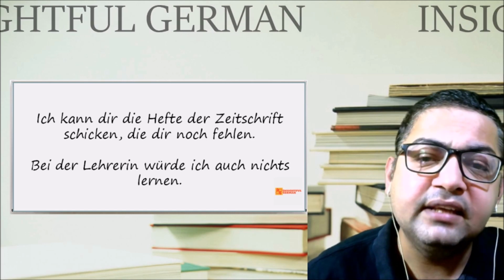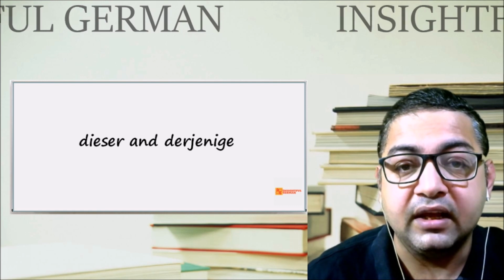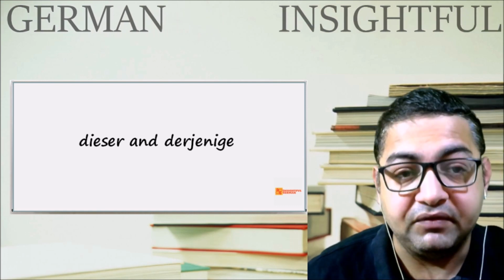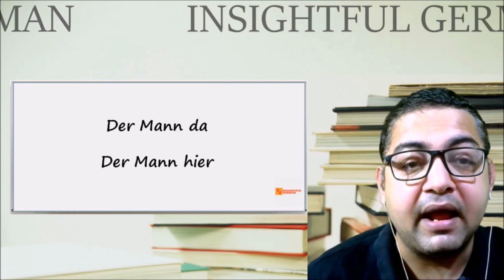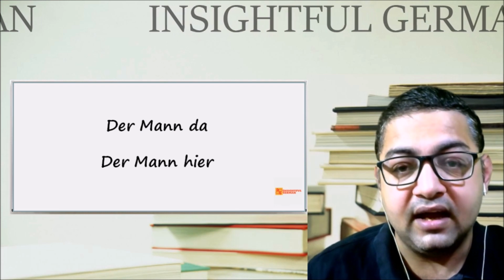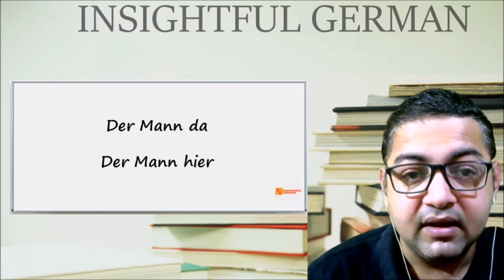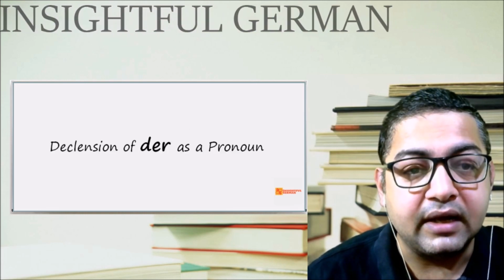In many cases, though, it would be difficult to tell the demonstrative der apart from the definite article in writing, and dieser or derjenige is preferred. In standard speech, the demonstrative force of der can be strengthened by adding da or hier after the noun. Example: der Mann hier, this man; der Mann da, that man. These forms are not used in writing.